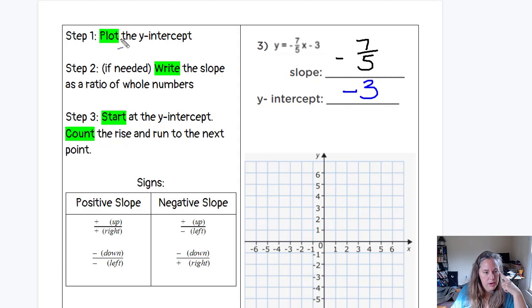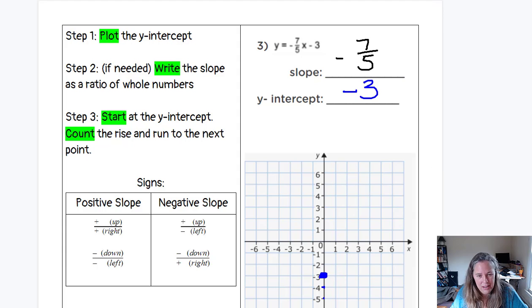Okay, so step 1, plot the y-intercept, -3. Write the slope as a ratio of whole numbers. We've got it. Start at the y-intercept. I'm not going to mess that one up this time. Count the rise and the run. So down 7, 1, 2, 3. Oh, I'm running out of room. So I can't go down 7, so I'll have to go up 7.